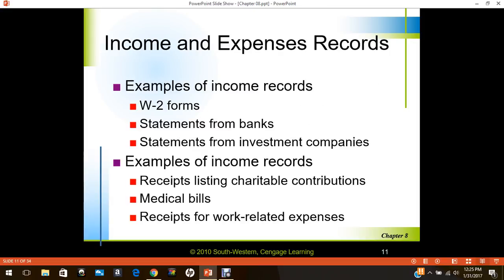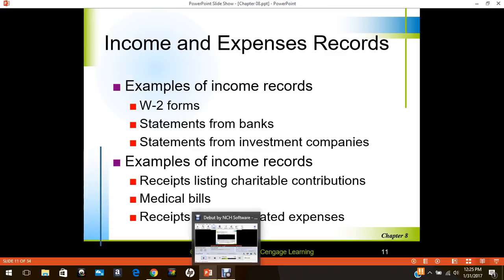The first thing that we have is going to be our income and expense records. Now, when we talk about income and expense records, a lot of times this includes our W-2 statement, statements from banks, and also statements from investment companies. These will all be considered to be income records. Now, when it comes to your W-2, this is going to allow you to see how much money you've made for the year, along with how much taxes were taken out.